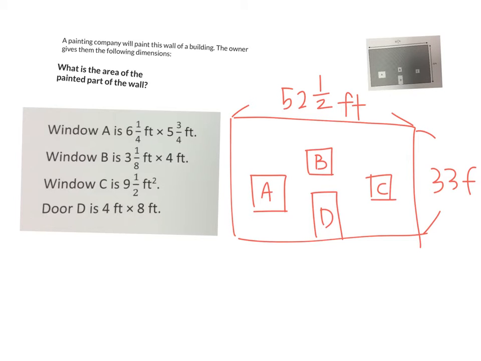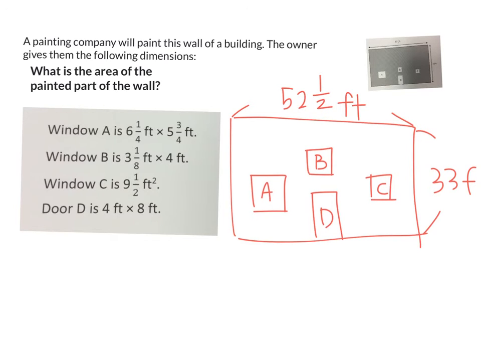So what does that tell you? That's already the area. And door D is 4 feet by 8 feet. Now, if we're going to paint this wall, do I have to paint the windows or the doors? No, so I'm going to find all this area that's not the windows or the doors.